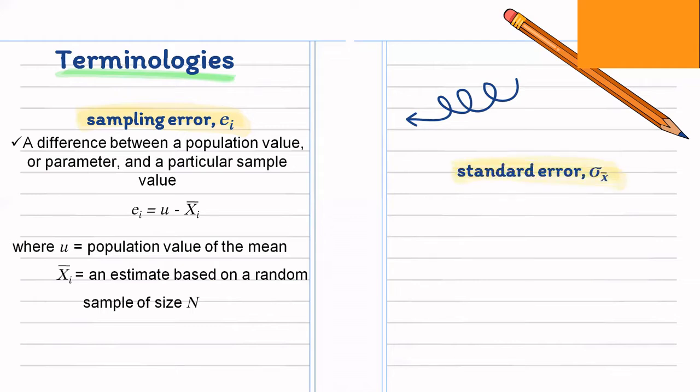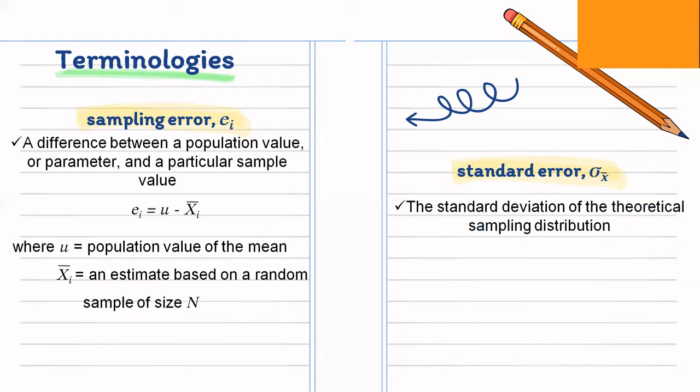The next one is standard error. It is the standard deviation of the theoretical sampling distribution. It is a standard deviation which describes the variability of a statistic over repeated sampling. It is descriptive of the variation of a statistic in a complete population of sample values.